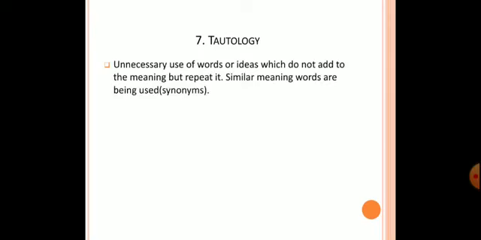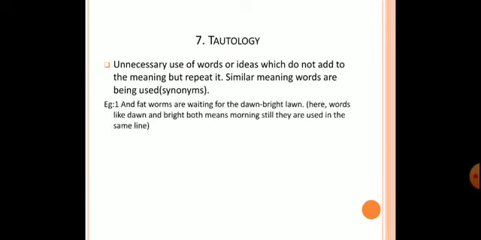Seventh one is tautology. Meaning, unnecessary use of words or ideas which do not add to the meaning but repeat it. Or we can say similar meaning words are being used, or synonyms also. So over here we can say that similar words are being repeated in different contexts. Through examples we would understand it much better. The first one is: and fat worm are waiting for the dawn bright lawn.